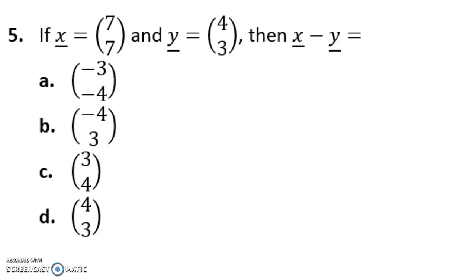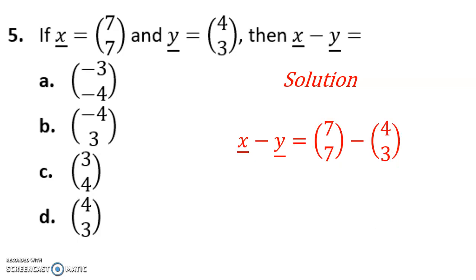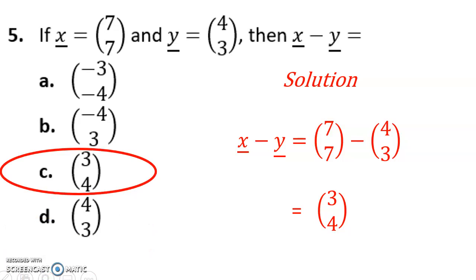If vector x equals 7, 7 and vector y equals 4, 3, then what is vector x minus vector y? Alright, so we're just going to do subtraction. We have x minus y: x is 7, 7 minus y, which is 4, 3. So we do the subtraction: 7 minus 4 is 3, 7 minus 3 is 4. That means our answer is C.